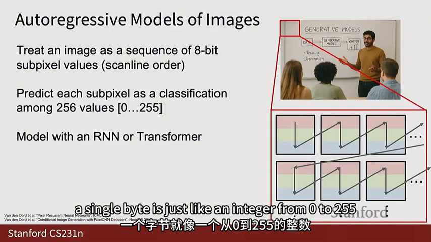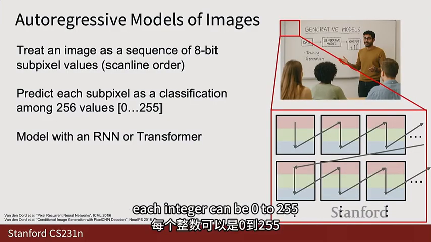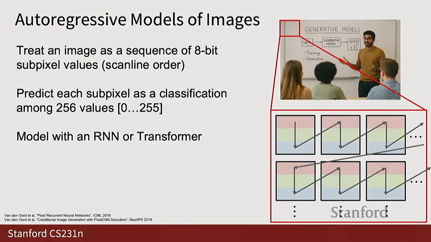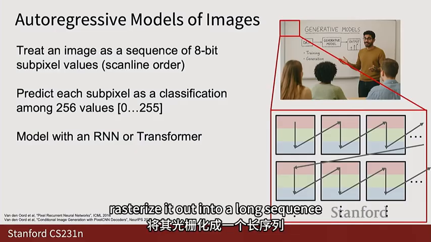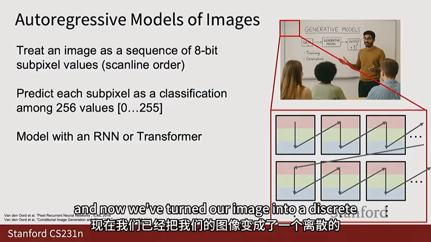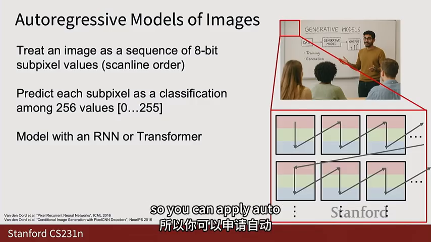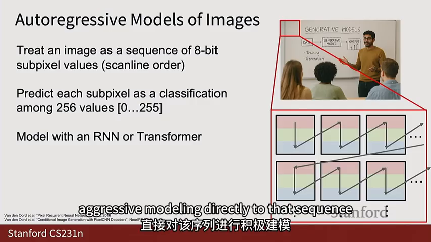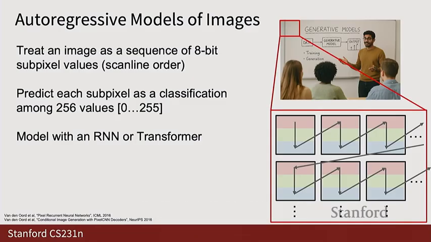A single byte is just an integer from 0 to 255. So a pixel is just 3 integers, each of which can be 0 to 255. So what we can do is take our image and rasterize it out into a long sequence where each element of the sequence is one of the subpixel values of our image. Now we've turned our image into a one-dimensional sequence where each entry is a discrete value. So you can apply autoregressive modeling directly to that sequence, in exactly the way you might for a language model, using an RNN or a transformer.